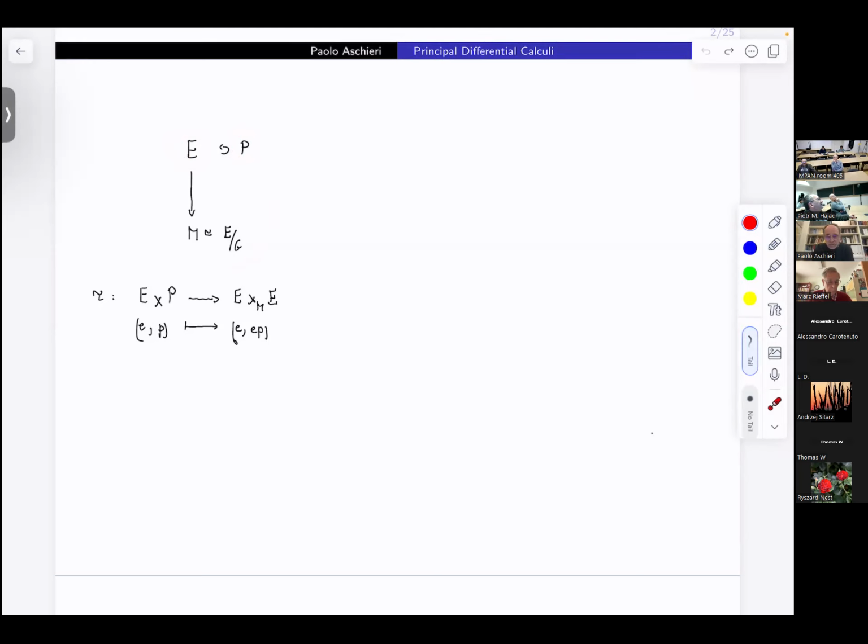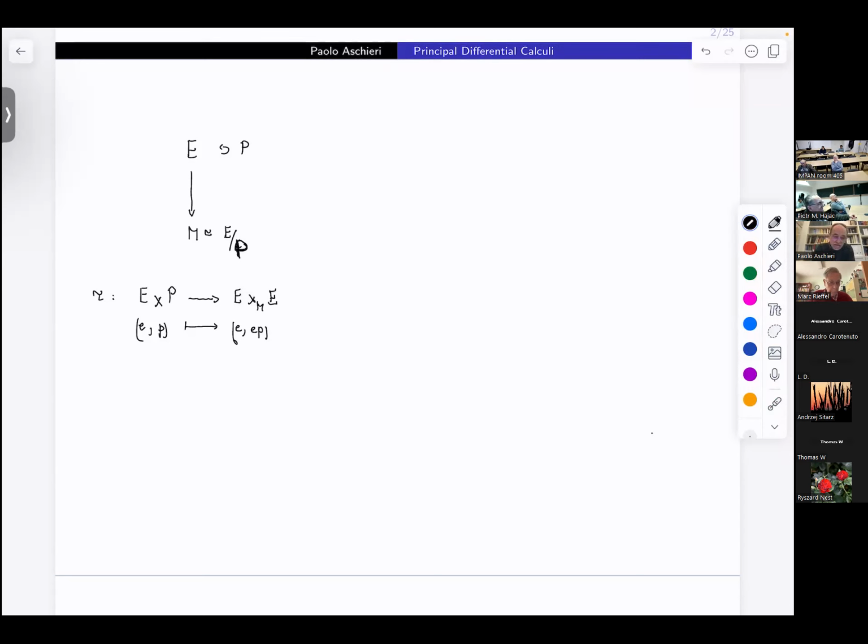But then you should correct it to E divided by P, not by G. That's a very good point, you see. 1-0 for us. Very good. Comments are very welcome.